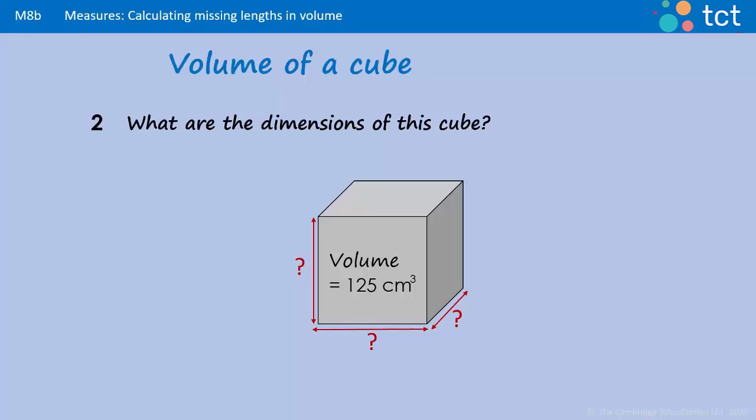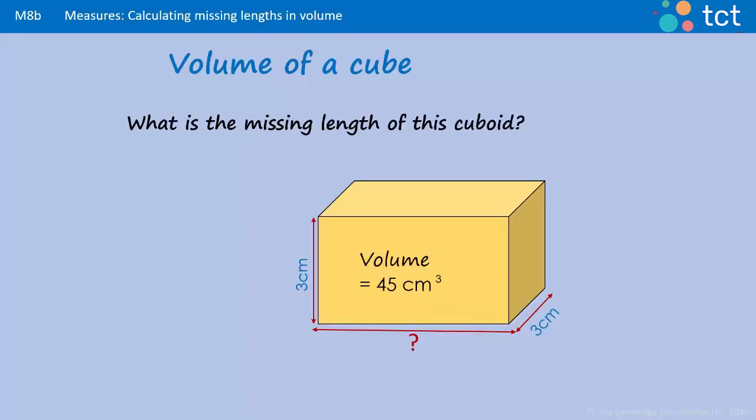And here's one for you to have a go at. If you're not sure, just check out the video on the cube numbers that you should remember. Pause the video, have a go. The volume of this cube is 125 centimetres cubed. Because it's a cube, all the dimensions will be the same. Something cubed is 125. Each of those dimensions will be 5 centimetres.